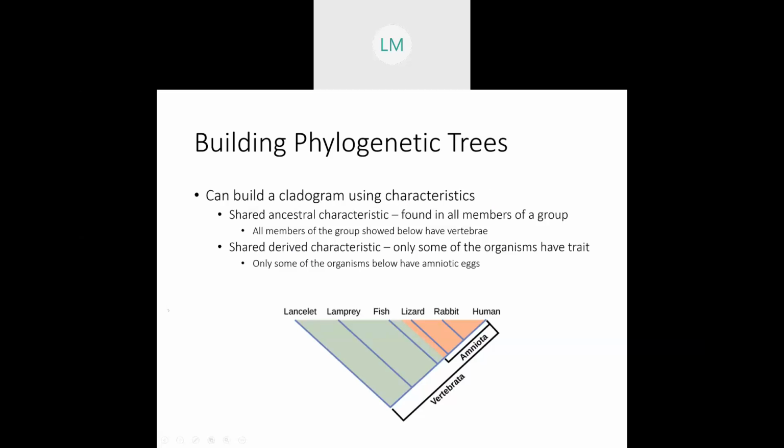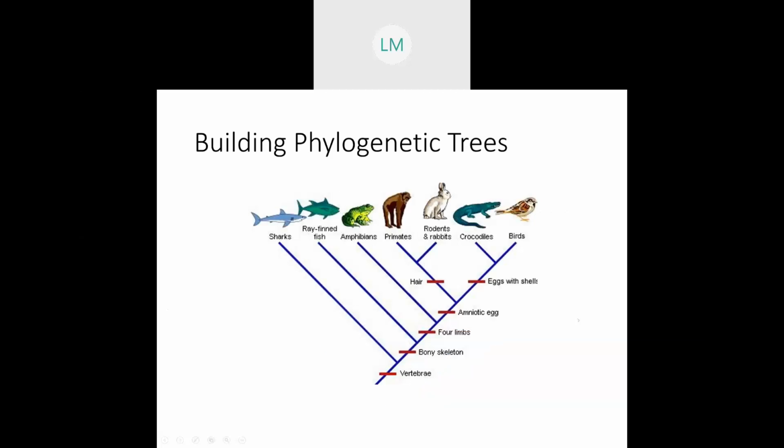Whoops. So if we are looking at a characteristic that's found in all members of a group, it's called a shared ancestral characteristic. So all of the members of this group have vertebrae. And if we have a shared derived characteristic, that's something that only some of the organisms on our cladogram have. So anything at the bottom of our cladogram here is going to be our shared ancestral characteristic. Anything that we find up here occurring in between all of these different groups is going to be a shared derived characteristic. Here's an example of this.